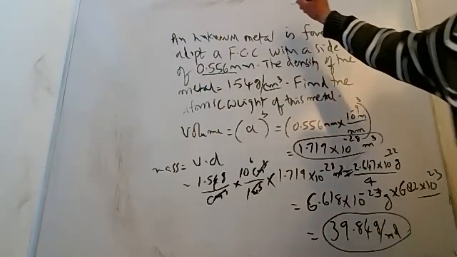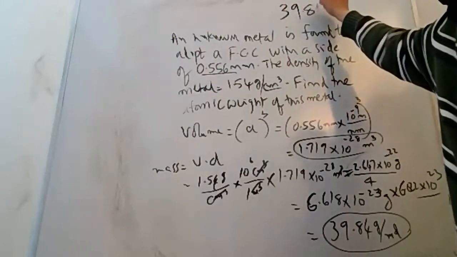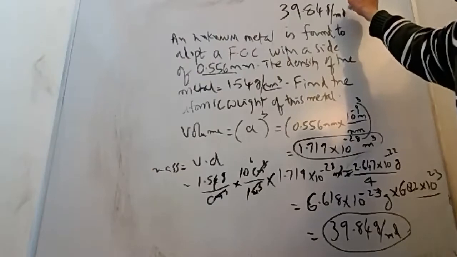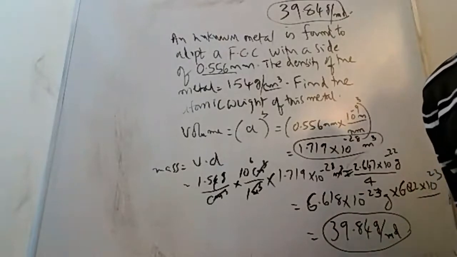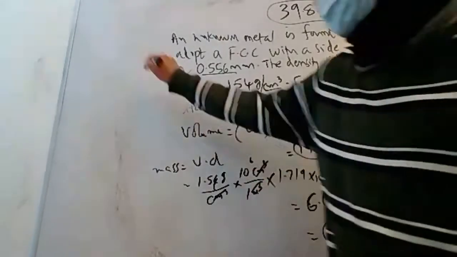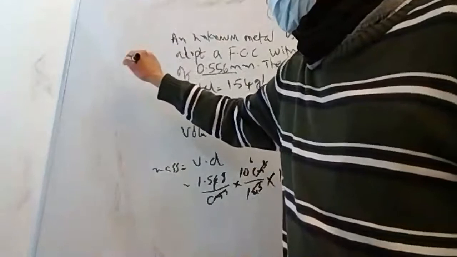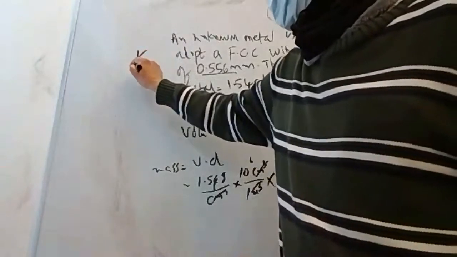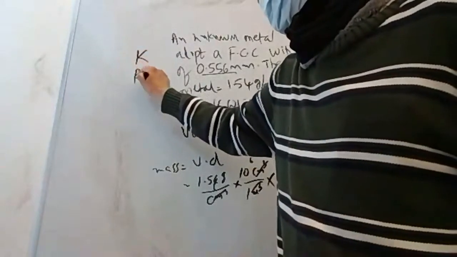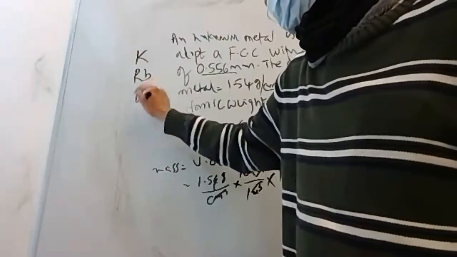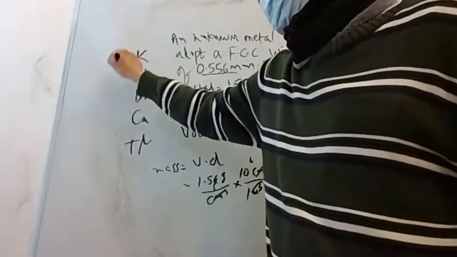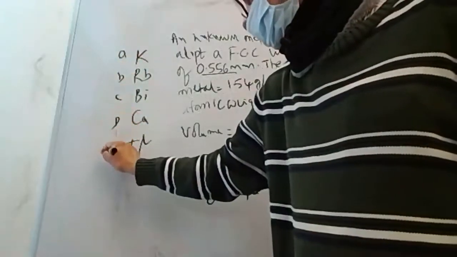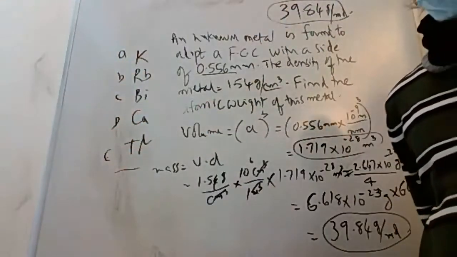So the answer to this problem is 39.84 grams per mole. If I give you some choices here: potassium, rubidium, bismuth, calcium, thallium, choices A, B, C, D, and E, what will be your answer now for this problem?